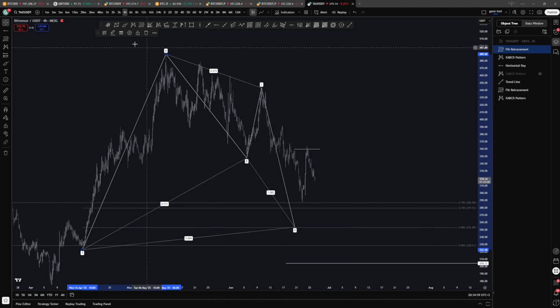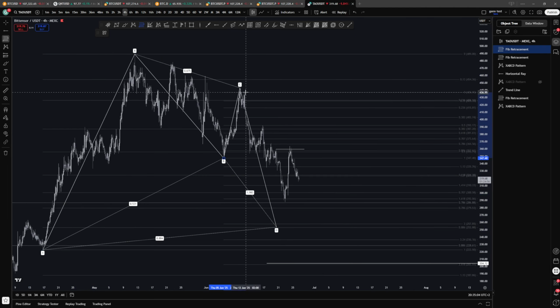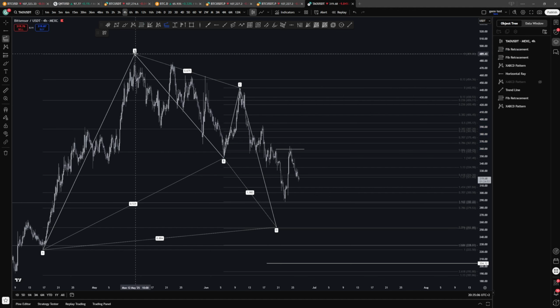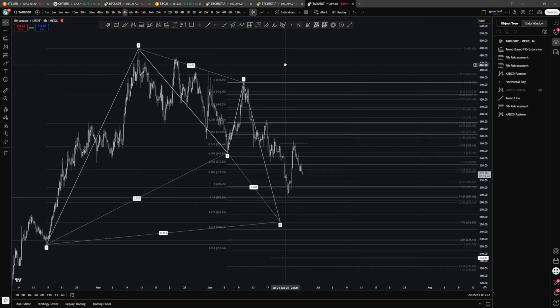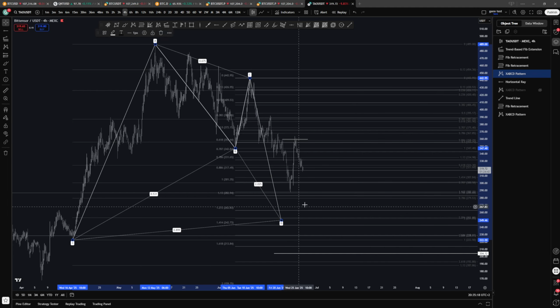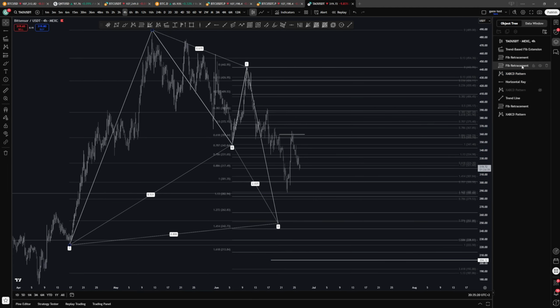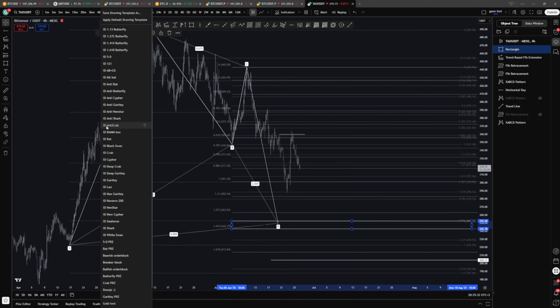Let's see. I want to draw this one out before actually deciding if I want to take a play on it or not. I'm going to draw X to A, B to C, and a bat right there. Yeah, so that's what I expected as well. Okay, so as we can see, let me disable this one real quick to make it a bit more clear. This is what I was looking at. We do have a nice area over here. There's actually a really nice bat.